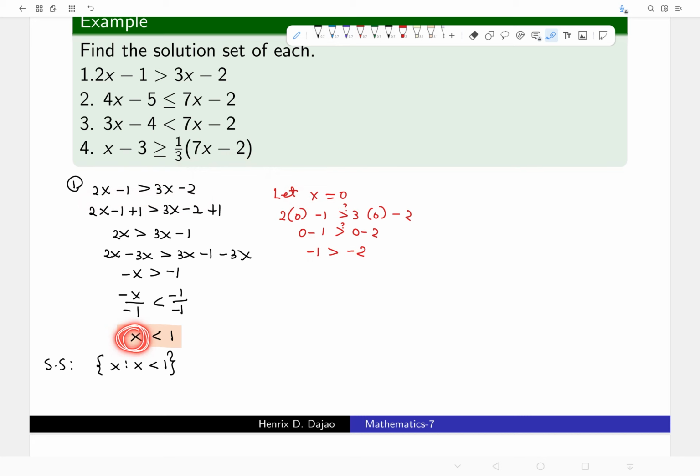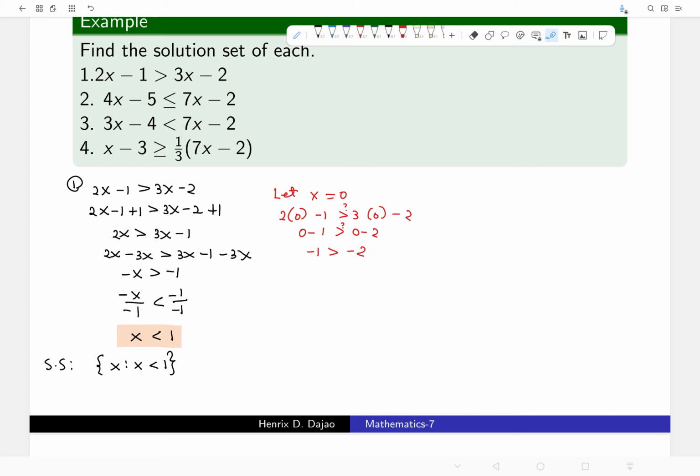We only tried 0, but you can try any values that are less than 1. So you can try negative 1, still our inequality will be true. Meaning the left will be greater than the right. So in this case, yes, if our x is 0, and so on and so forth. You can try many values. Again, there are infinitely many values. That's why we're collecting all the x's and putting them in a set. So this is the solution set.